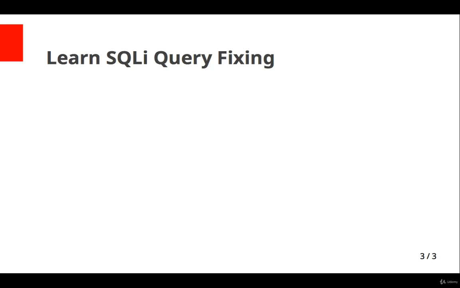Now we will see SQL query fixing. So it's the second step of SQL injection. The first step is to find the injection point. After that you have to fix the query, or you have to balance the SQL. So I will show you this on the lab first, so you will understand everything about SQL.